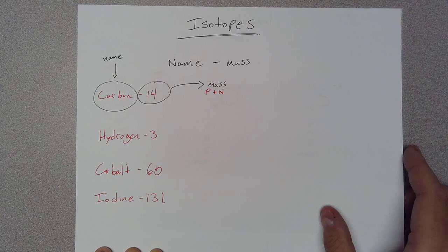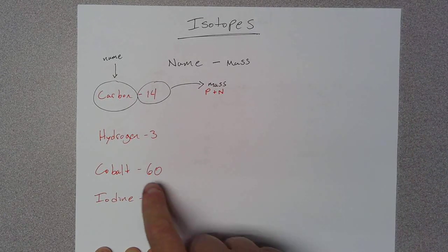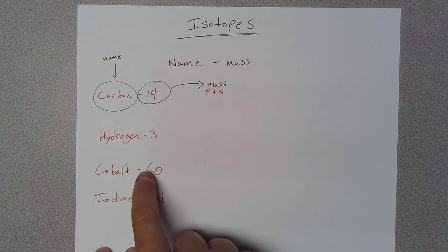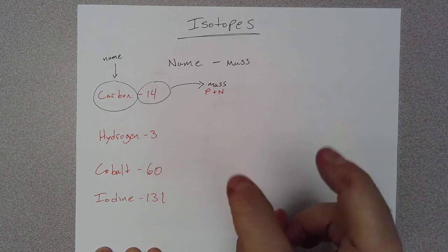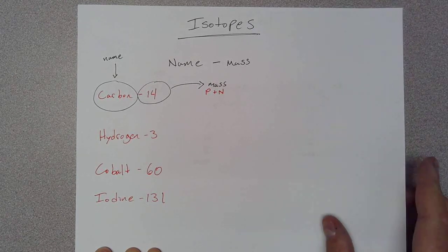And there are other common ones that you may see, cobalt 60 and iodine. If you want to find out how many neutrons are there, look up cobalt, subtract the atomic number, the amount of protons, and then you can find out how many neutrons are there. Okay.